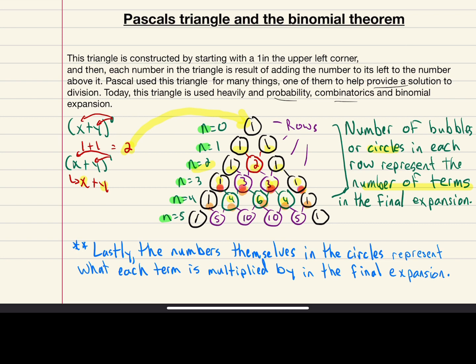So to sum it all up here, the rows represent the exponent, or the degree, that your binomial is being held to. The number of circles in each of these rows tells you how many terms there are going to be in the final expansion. And then the numbers in those circles are going to tell you what each term will be multiplied by if you expand things correctly. So you can essentially use Pascal's triangle as a method or a shortcut to expand large binomials.